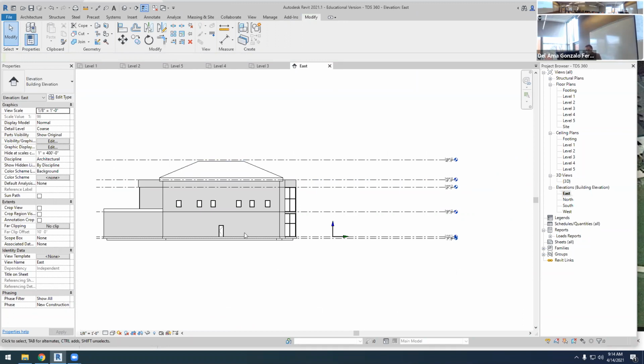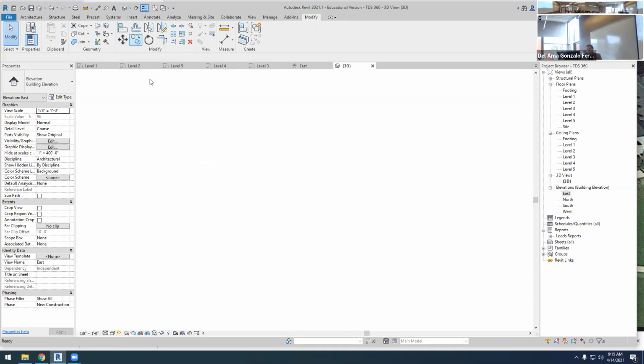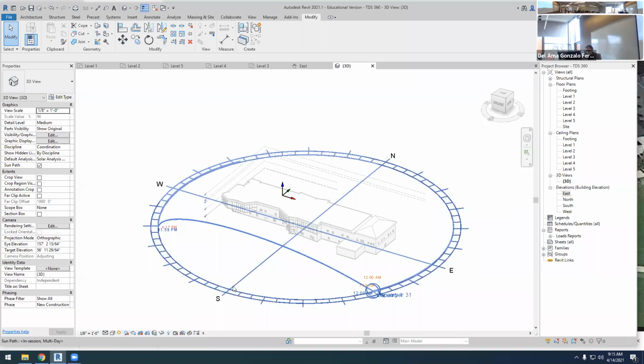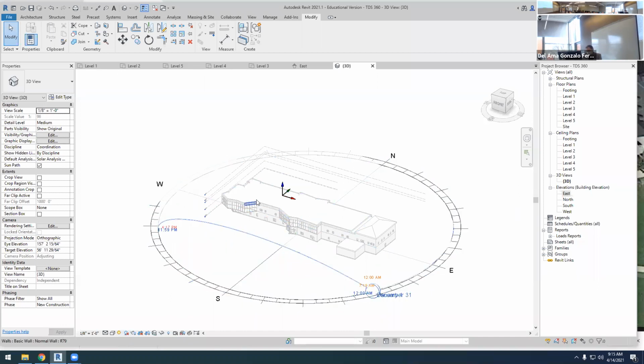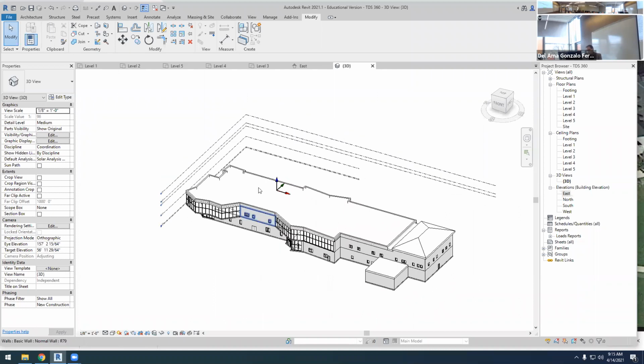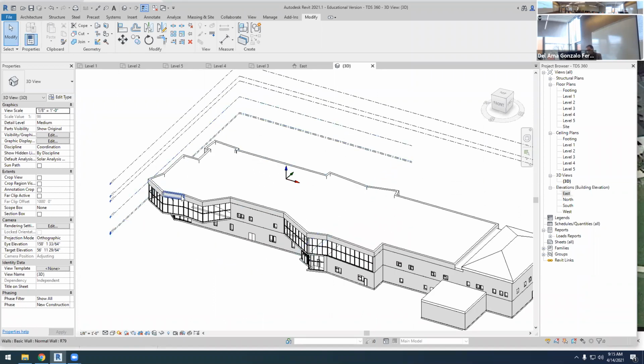Anyway, if we create the 3D view, this is north-south oriented. So this is the south, and the slope for sure is south oriented. I'm going to hide the sun path. Okay, so we have to create a plane here. How can we do that?